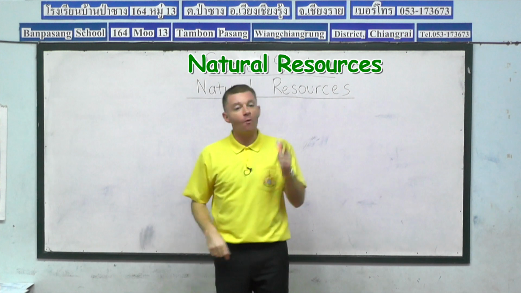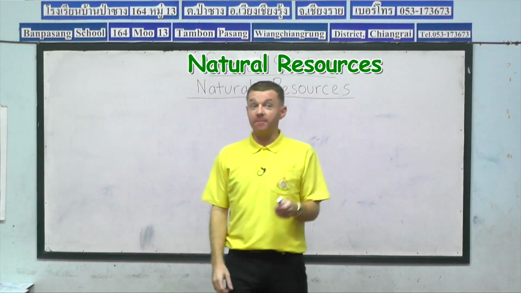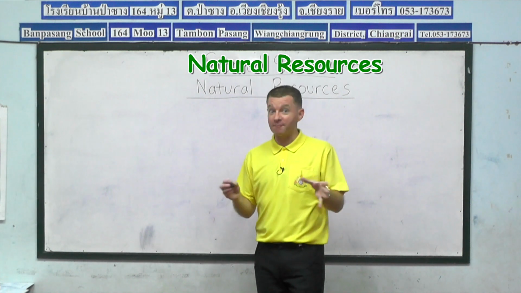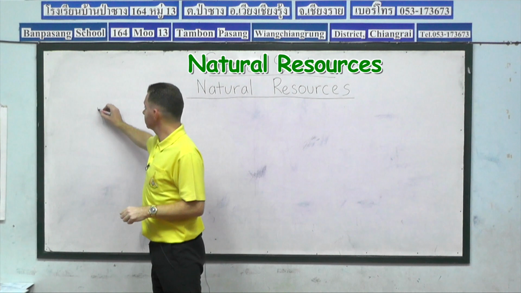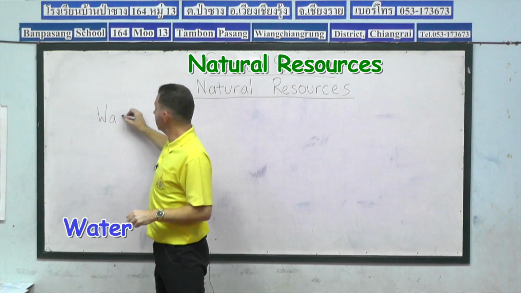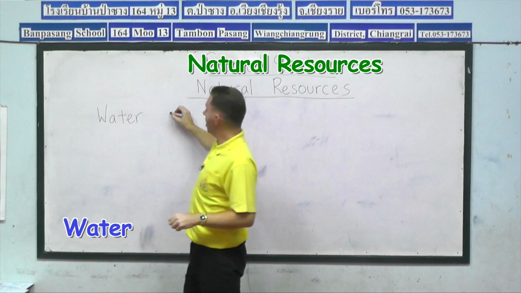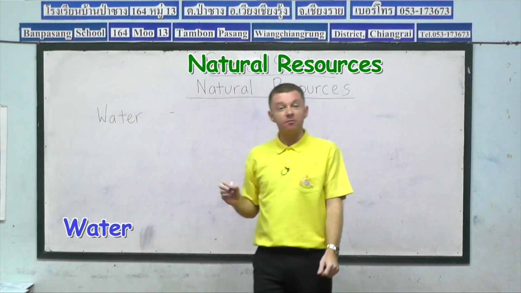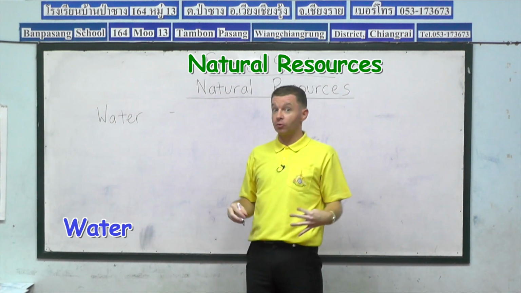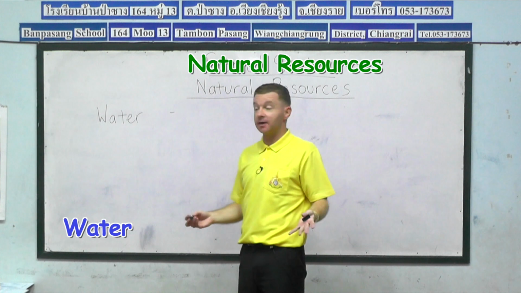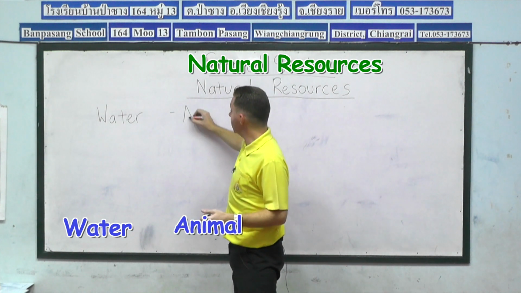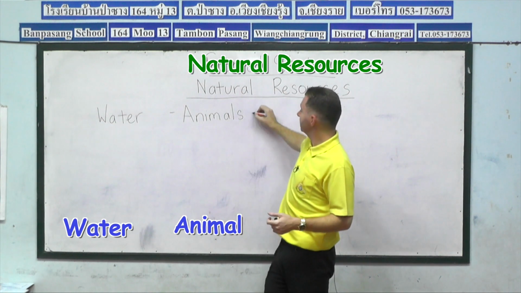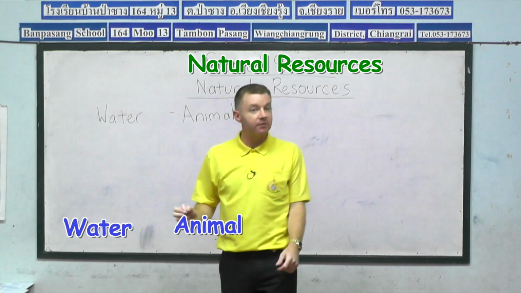Now, water. Excellent. Water is a very important type of natural resource, something we need every day. So we can write water, W-A-T-E-R. But there were other types down. Animals, yes. Remember the animals that help us to get our food and even some items of clothing. So animals, A-N-I-M-A-L-S.